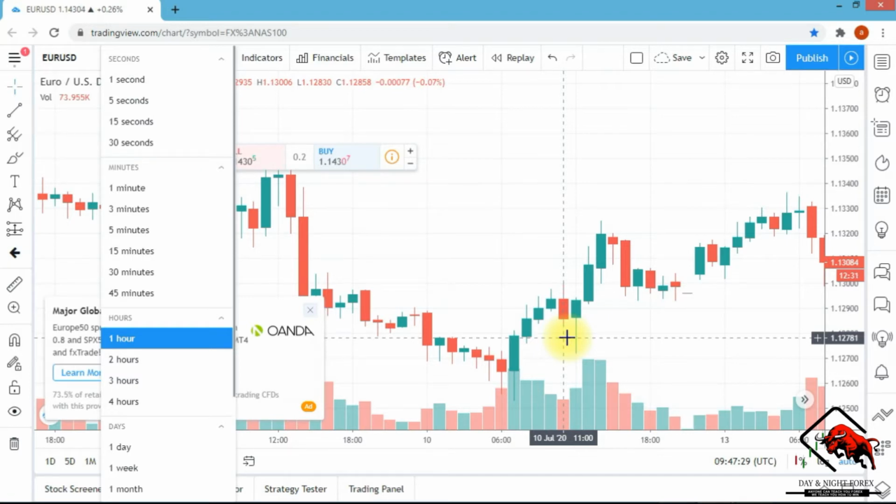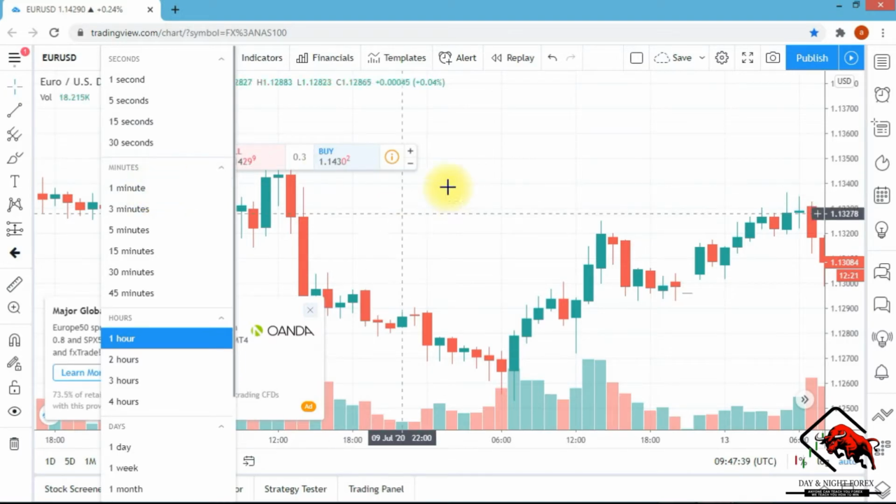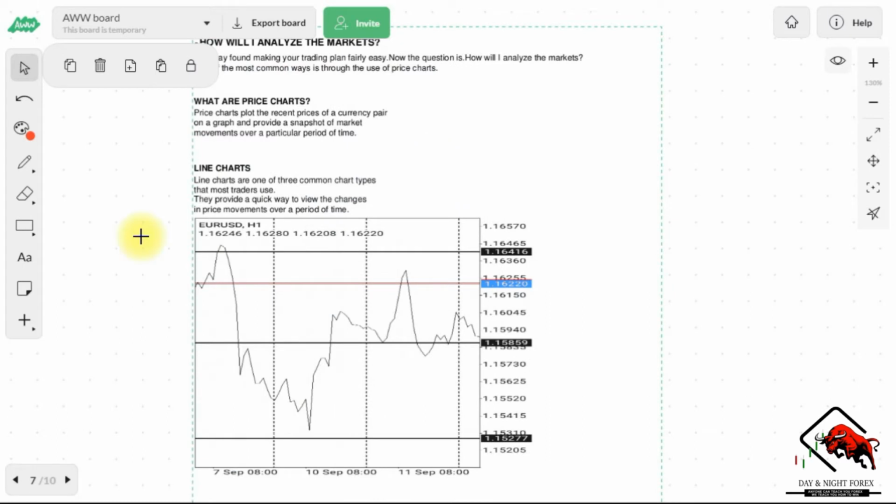So that's basically why we have different time frames: to look deeper and break down each candle on a higher time frame and see what is going on in the smaller time frames. So let's go back to line charts, one of the three common chart types that most traders use. They provide a quick way to view the changes in price movements over a period of time.